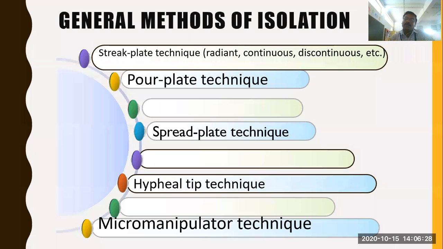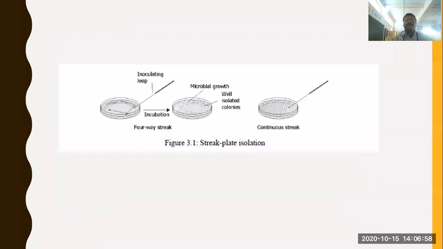And last but not least, the micromanipulator technique. We call it the single cell isolation technique. It is one of the sophisticated techniques. It requires highly sophisticated equipment, but it also requires a highly skilled person. So you must know each and every technique with its proper principle. There are advantages as well as disadvantages.